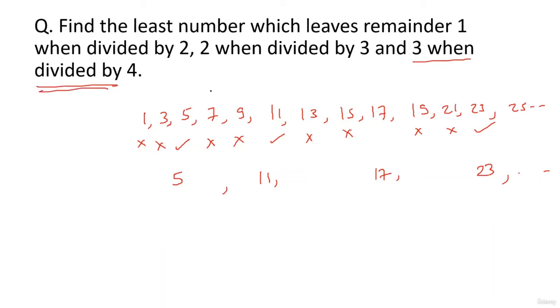Right. So again we'll check in the new list we have obtained. 5 on dividing by 4 gives you remainder 1. That won't work. 11 on dividing by 4 gives you remainder 3. Yes, 4 twos are 8.